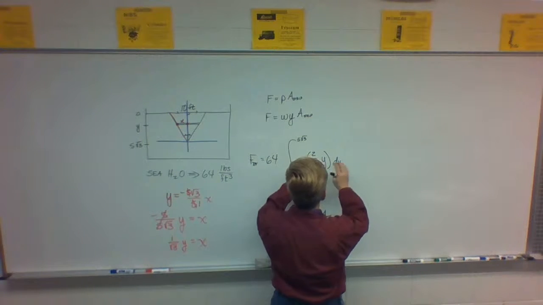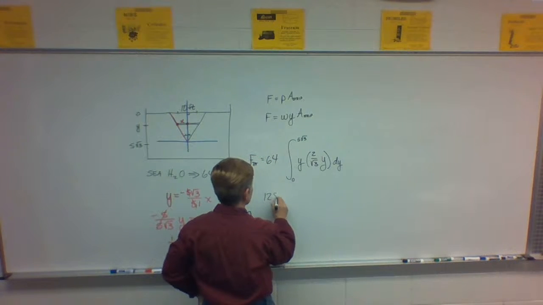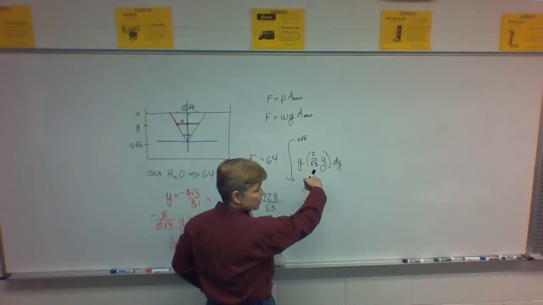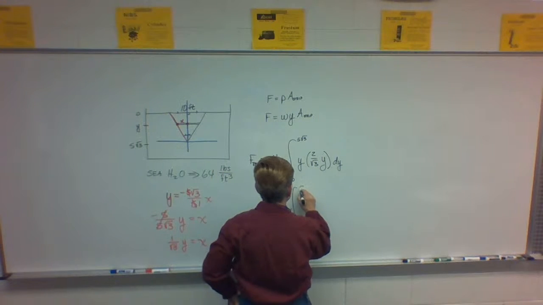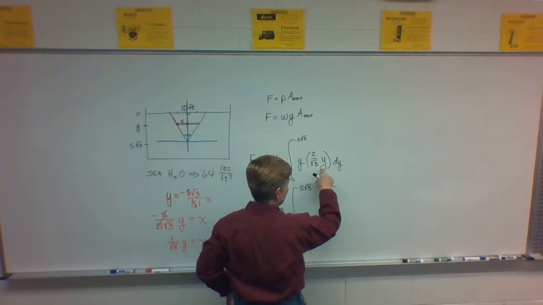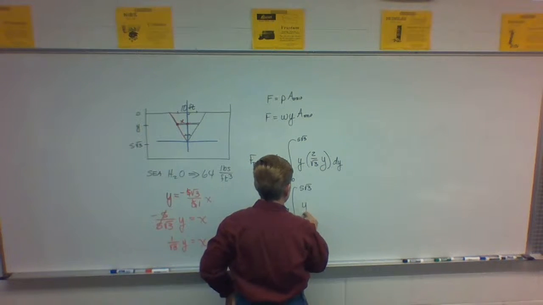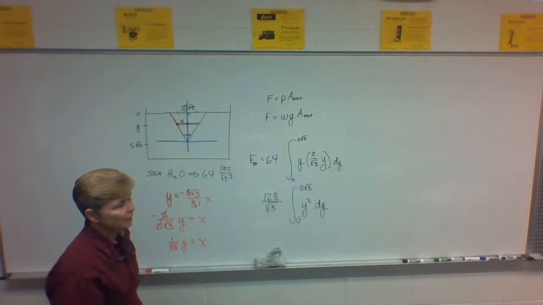Integral-wise speaking, I can take the constant out. So what I end up with is 128 over root 3. That's taking the 64 times 2 over root 3. You with me? Times the integral from 0 to 5 root 3. And what's left in here is a y, which was the depth, and a y, which was part of the length. Turns out to be a pretty nice little integral. Takes a while to come up with.